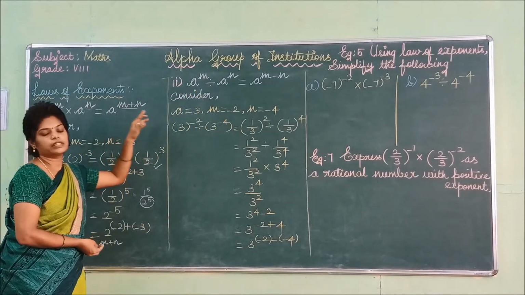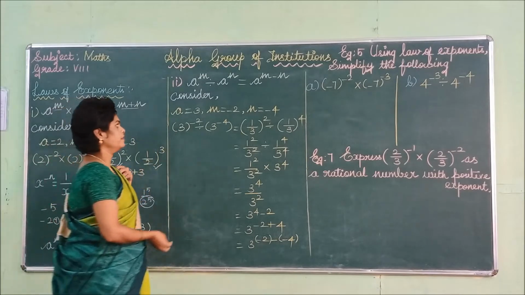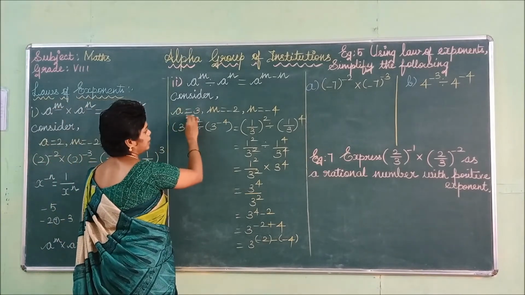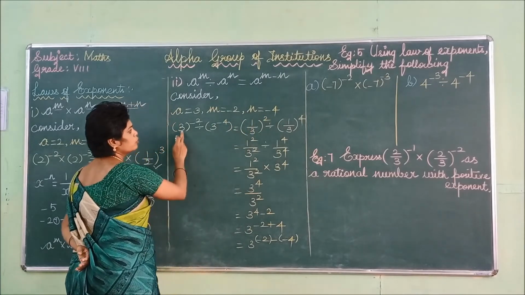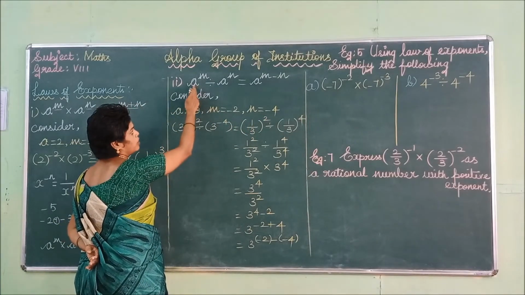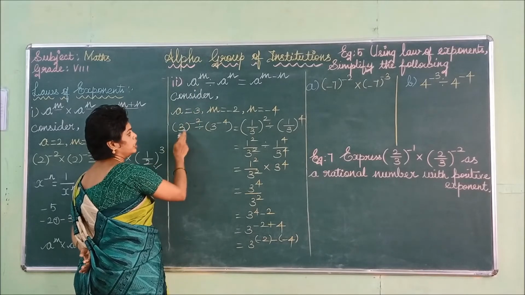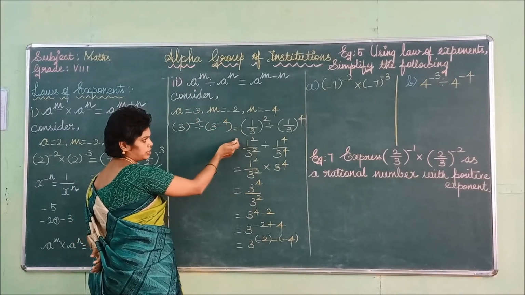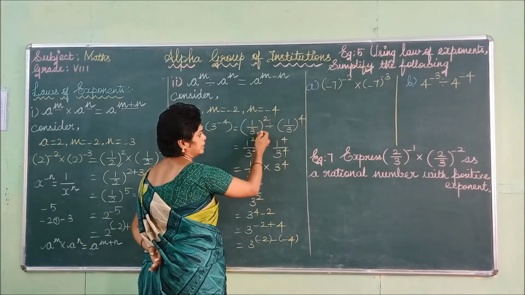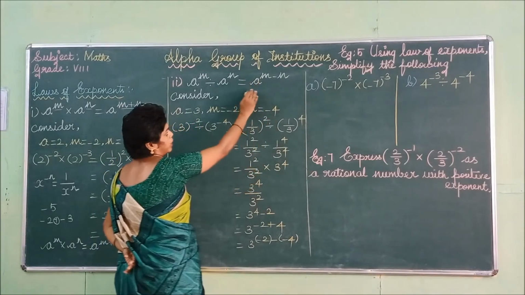Multiplication, add the powers. Division, subtract the powers. So consider a equal to 3, m equal to minus 2 and n equal to minus 4. So you can apply this one. What is the a value here? 3. So 3 to the power minus 2 divide 3 to the power minus 4, which is equal to 1 divided by 3. You cannot use this rule.